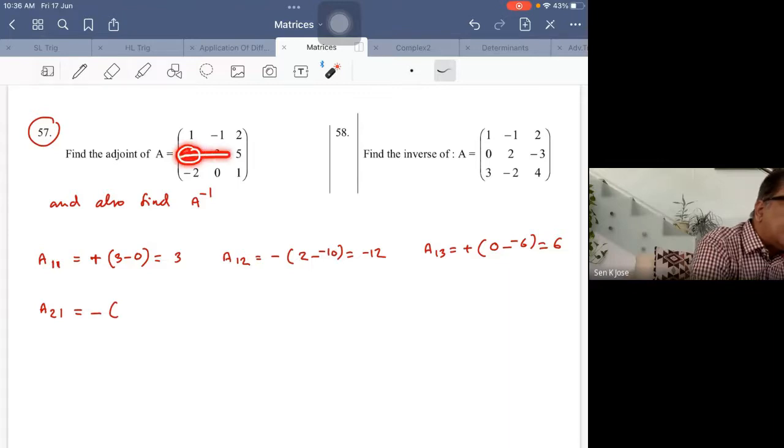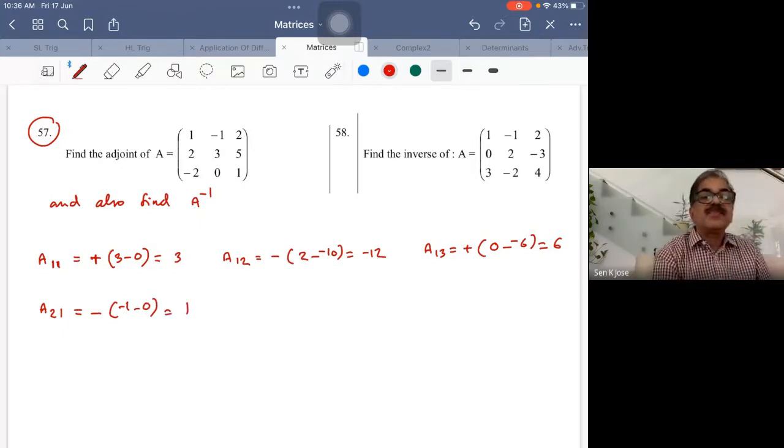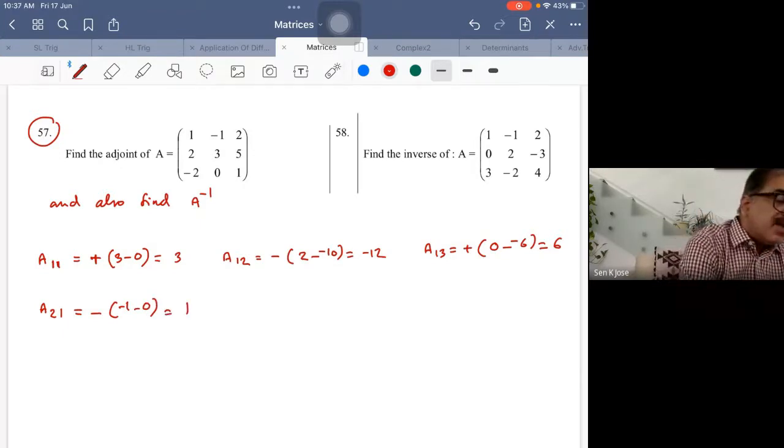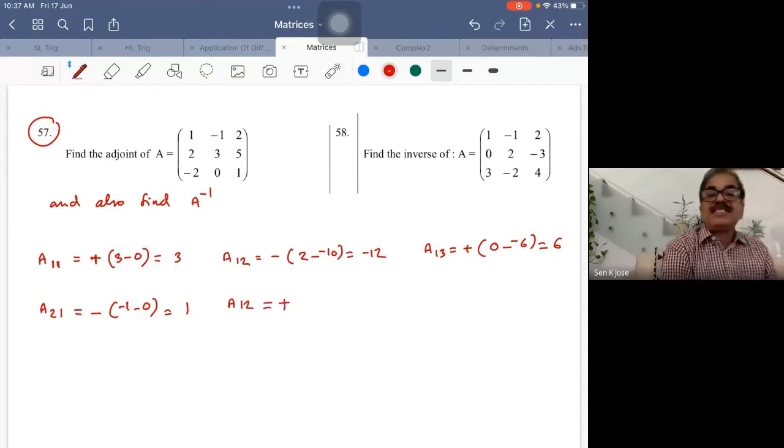I don't take the element. I take only the minor. So delete the row and the column it contains. Cross multiply. 1 into minus 1 is minus 1, minus 0, which is going to give me 1. Okay.